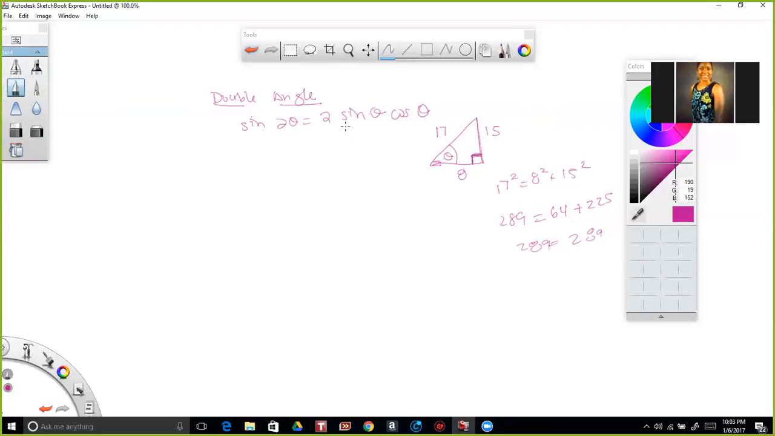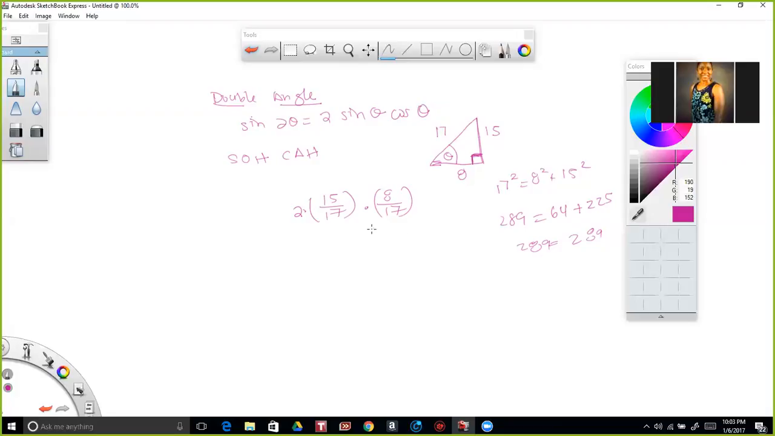So now we have sine of theta. Again, we have SOHCAHTOA, okay? And we don't need TOA, okay? But opposite over hypotenuse, adjacent over hypotenuse. So that means 2 times sine of theta, which is opposite over hypotenuse, so that would be 15 over 17. So that's 2 times that, times cosine of theta, which is adjacent over hypotenuse, that's 8 over 17.